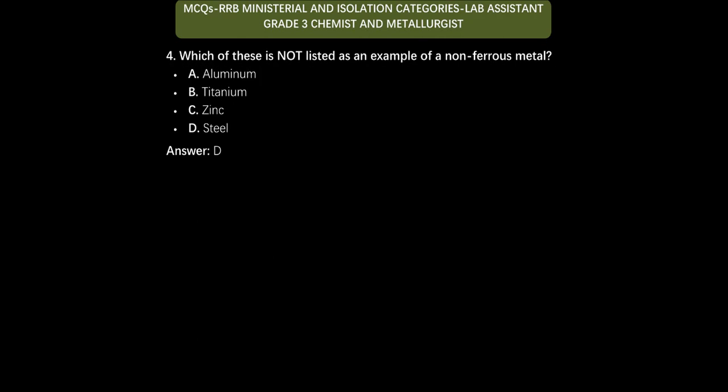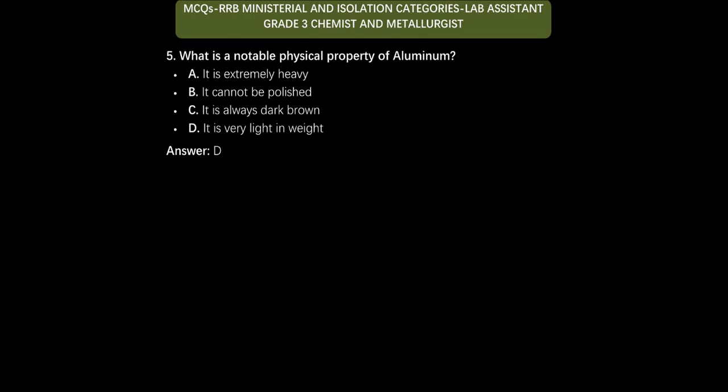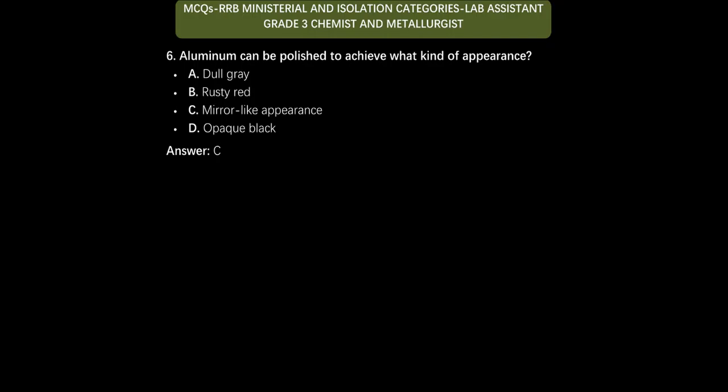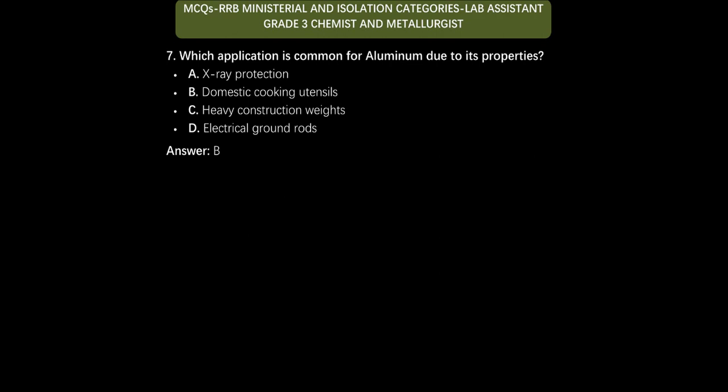Which of these is not listed as an example for non-ferrous metal? Option D. Steel. What is a notable physical property of aluminum? Option D. It is very light in weight. Aluminum can be polished to achieve what kind of appearance? Option C. Rusty red. Which application is common for aluminum due to its property? Option B. Domestic cooking utensils.